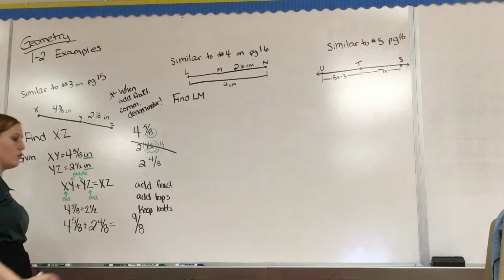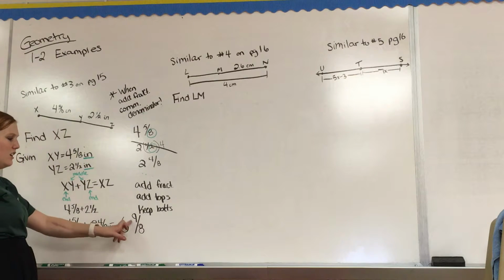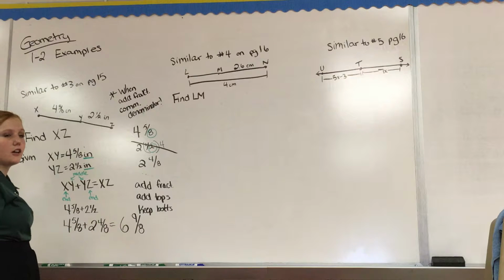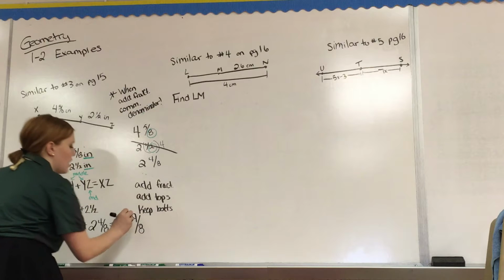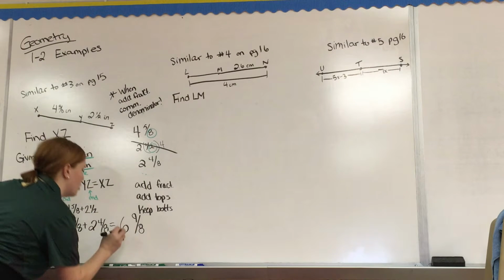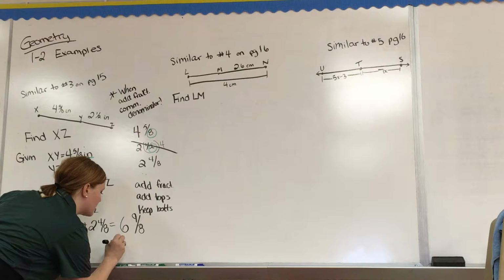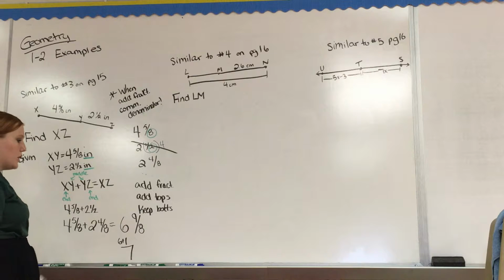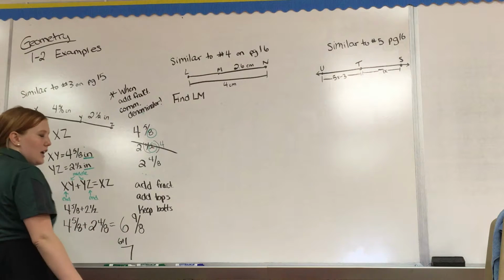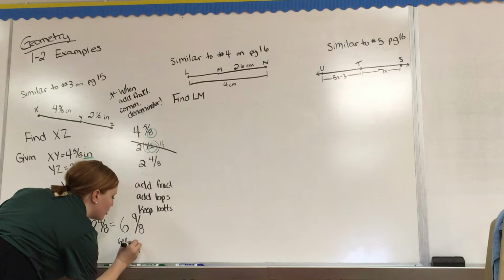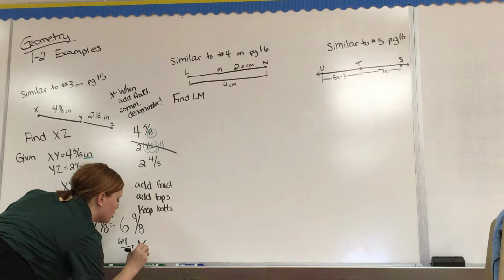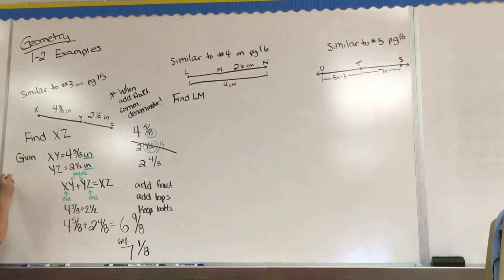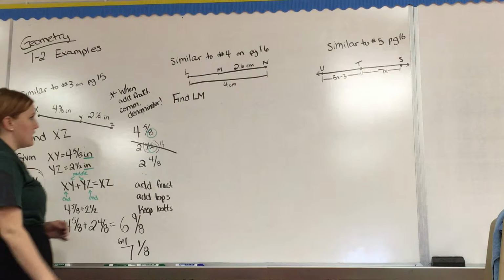What's 4 plus 2? 4 plus 2 is 6. Guess what? 9 over 8. Which one's bigger? The top one. We need to reduce this. So how many times does 8 go into 9? 1 time. So we add 1. So 6 plus 1, we get 7. What's left over when you divide 9 by 8? 1. We have a remainder of 1, so it's 1/8. So our answer is XZ equals 7 1/8. Circle it so it's easy for me to find.